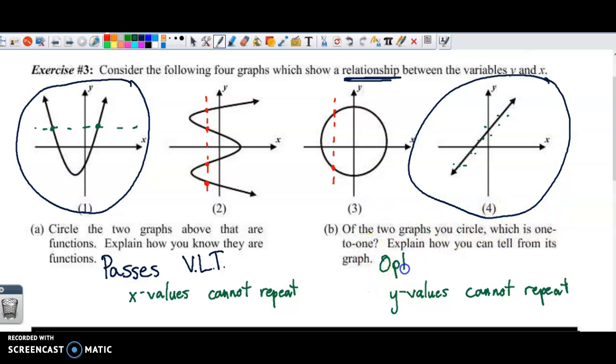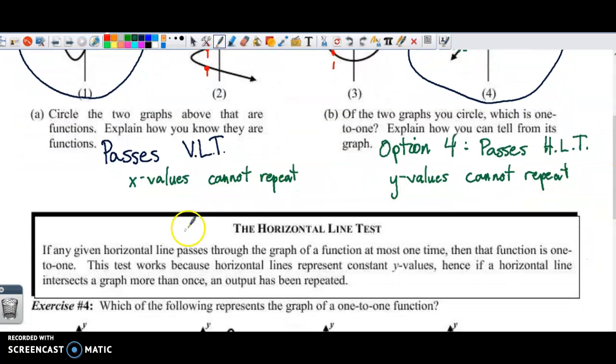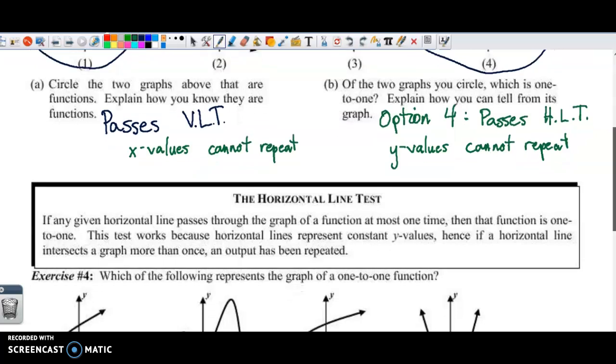I'm just going to write out option 4. And my explanation is it passes the horizontal line test. Y values cannot repeat. And that's exactly what the next box talks about. If any given horizontal line passes through the graph of a function at most one time, that means not more than once, then that function is one-to-one. This test works because horizontal lines represent constant y values, and if a horizontal line intersects a graph more than once, an output has been repeated.